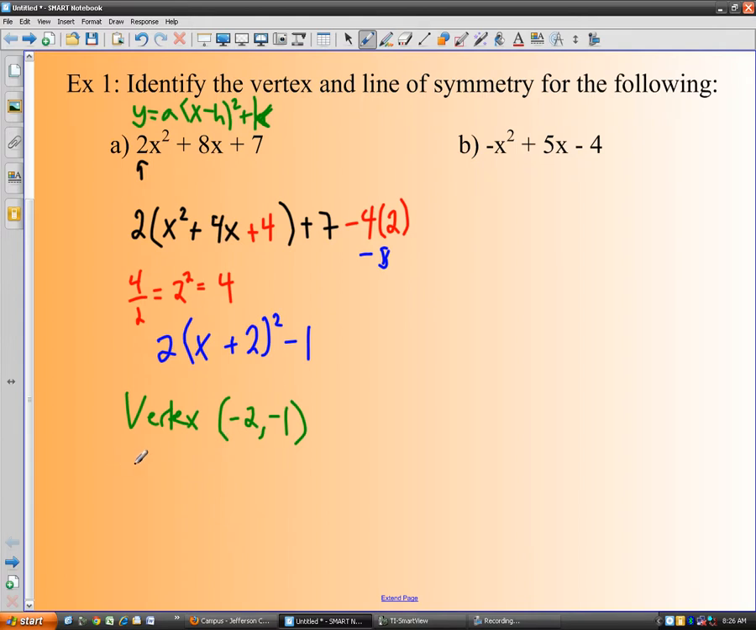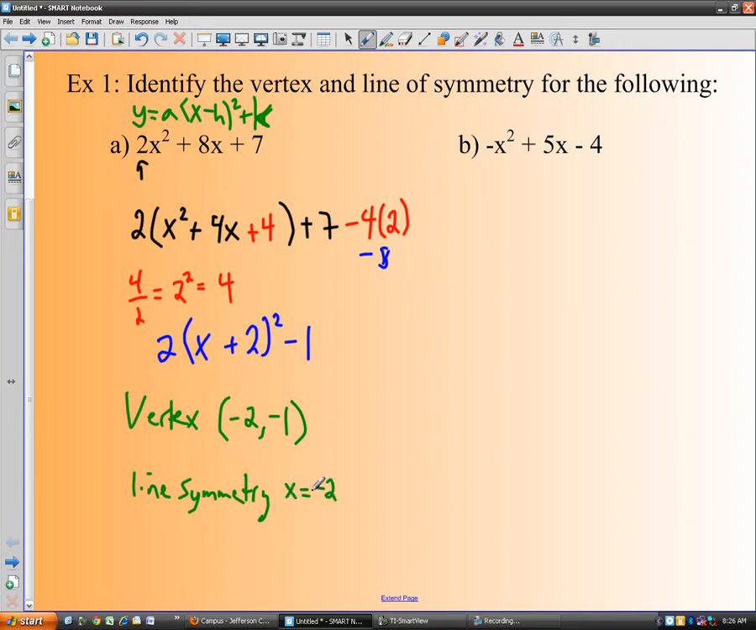So then the line of symmetry, you remember, is just the x value of the vertex, and so that means that x equals negative 2 is my line of symmetry.